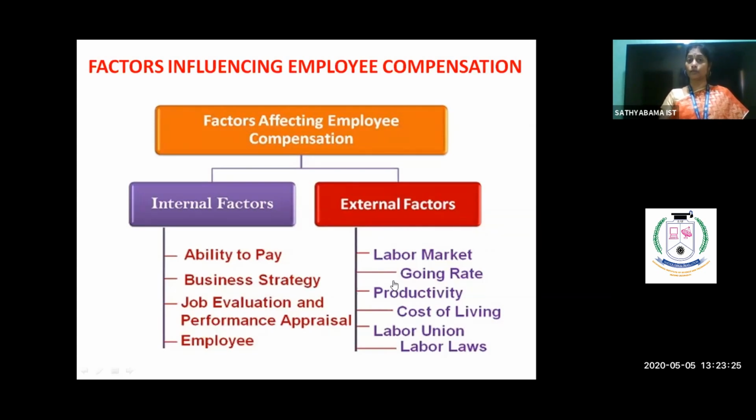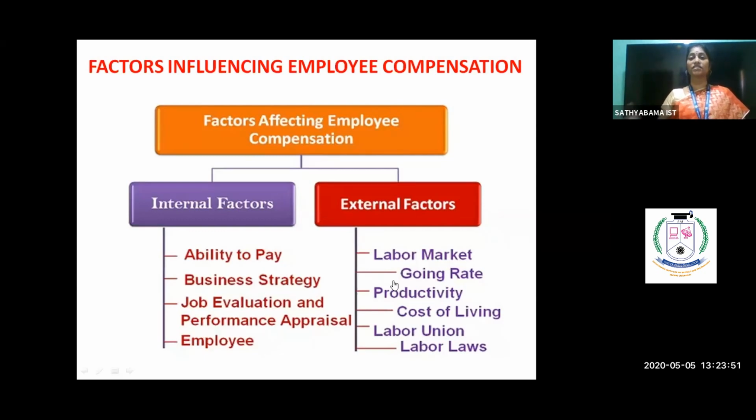Then come the employees. From the employees' point of view, the organizations will form a basis on the employees' potential, technical skills, communication skills, experience, and their seniority level. Everything will be considered while fixing the salary of the employee. So these are the internal factors that affect the employee compensation.